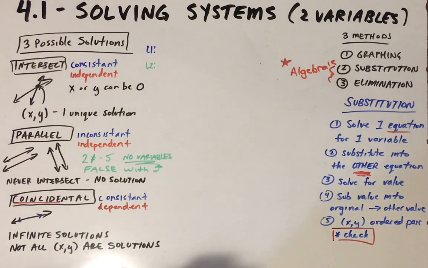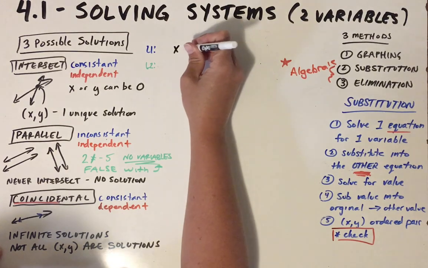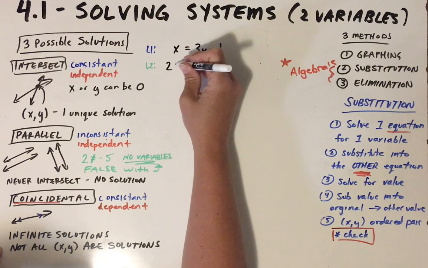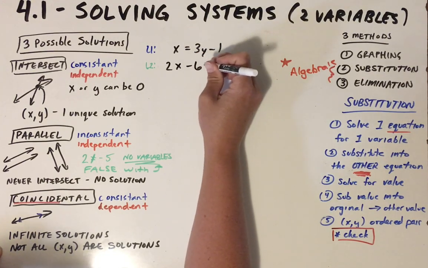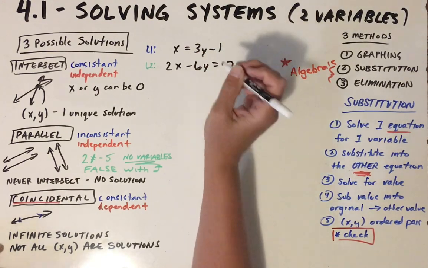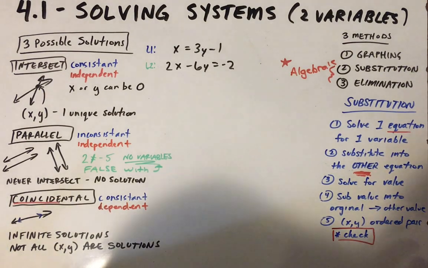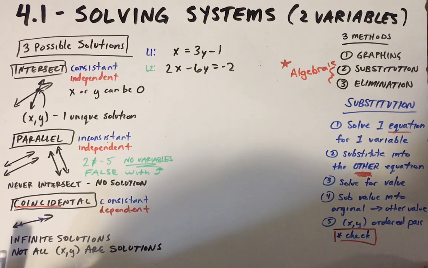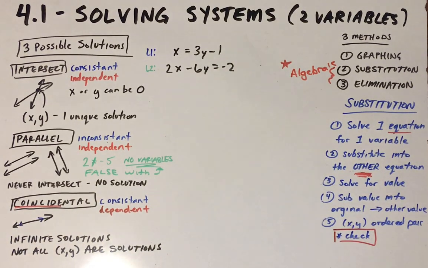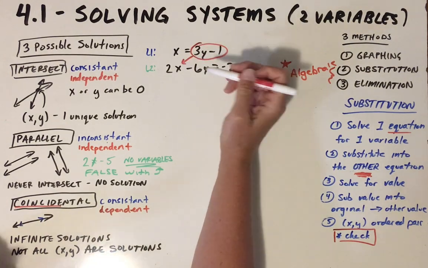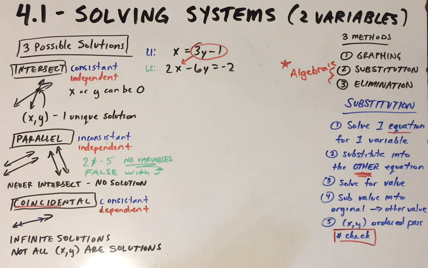Okay, my line 1 this time is going to be x is equal to 3y minus 1 and 2x minus 6y is equal to negative 2. So what do I get here? Okay, so here, this one, they were real nice. They already solved one equation for one variable, so sweet. I'm just going to take this value for x and plug it right into here. It made my life easy.